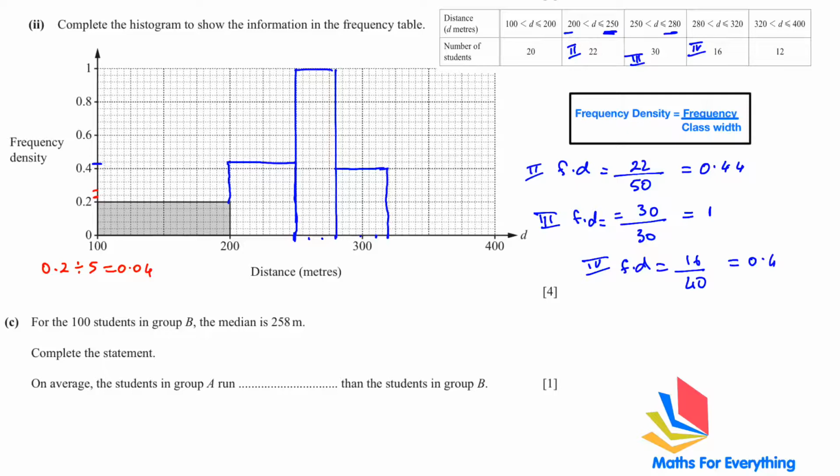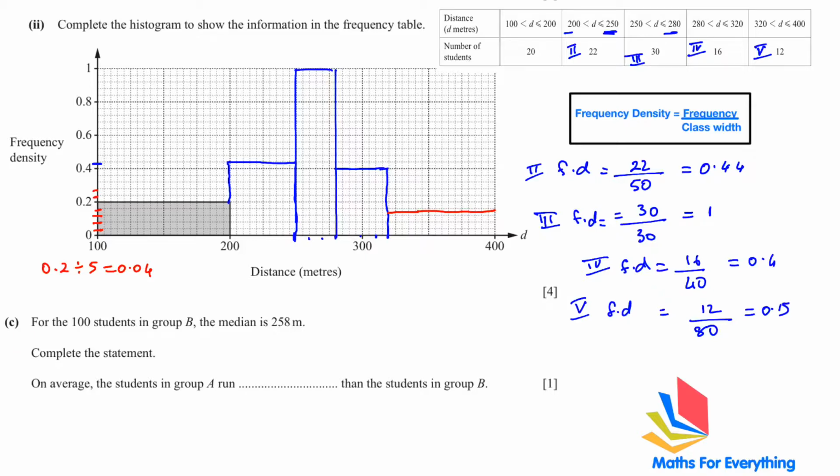Now for the fifth one. 12 divided by 400 minus 320, which is 80. So 12 divided by 80 will give us 0.15. As we know, each line here is 0.04, so the first one will be 0.04, and then 0.08, 0.12, 0.16. So it's going to be a little less than that, around here, till 400. So that's our fifth bar. I hope you understood how to do this. It's not really very difficult.